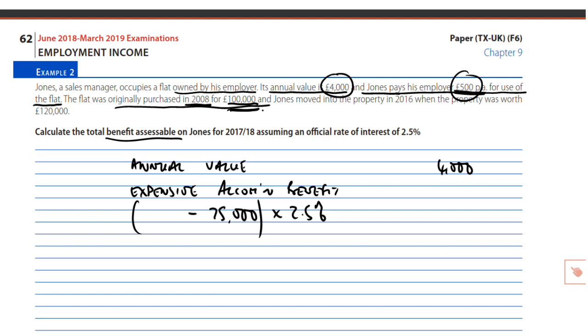Clearly, it cost there more than 75. Had it not cost more than 75, we wouldn't be doing this. There would be no expensive accommodation benefit. So 100,000 means it's expensive. But it was bought in 2008. Now that of itself is not necessarily an issue. What is an issue is when did this employee, Jones, first take up occupation of that property? Moved into the property in 2016, when then the property was worth £120,000.